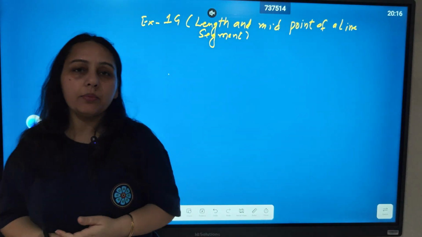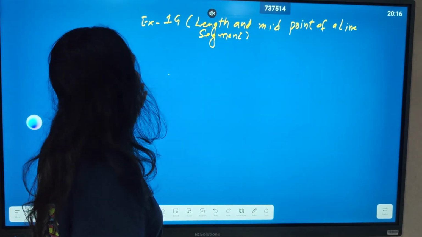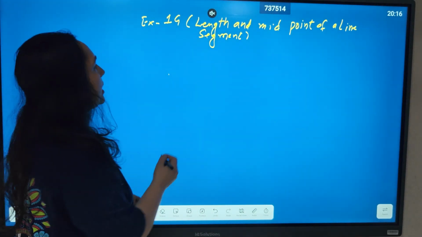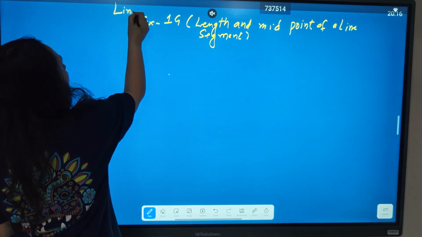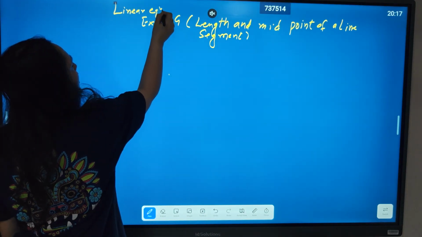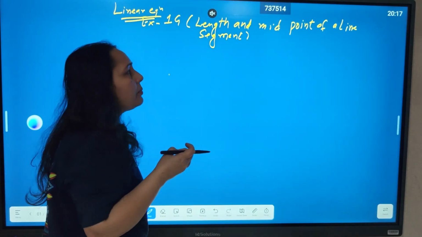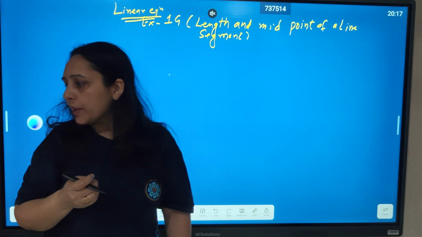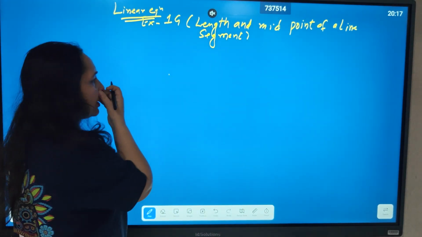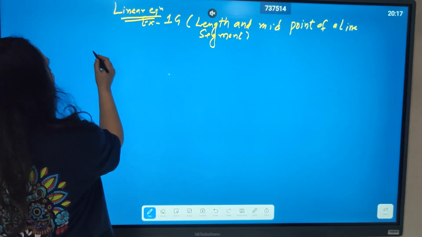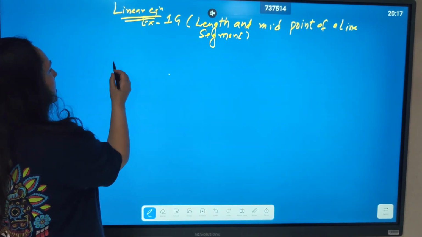Hello students, today I am going to discuss the 1G exercise of chapter number 1, linear equation. This is the exercise about the length and perimeter of a line segment. In this exercise we will learn how to find the length between two points.